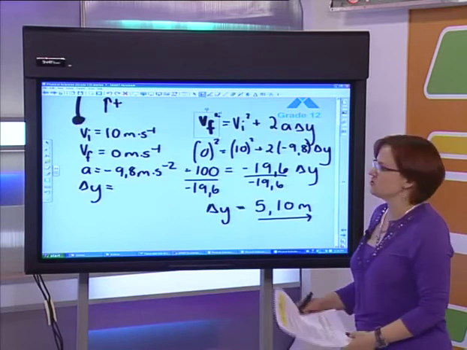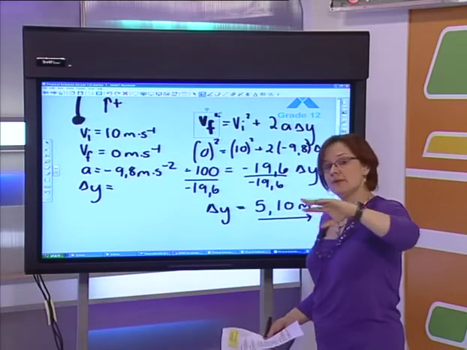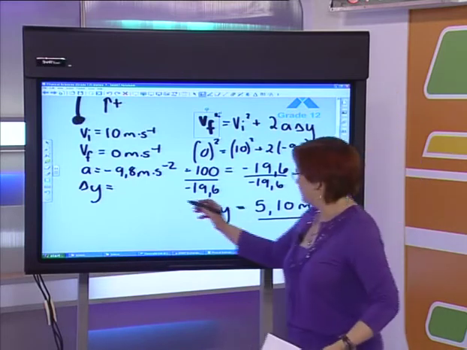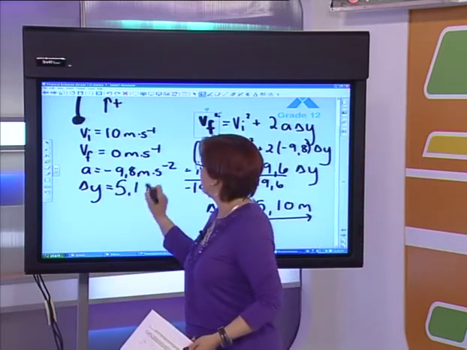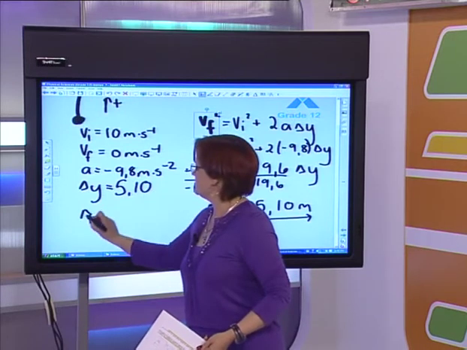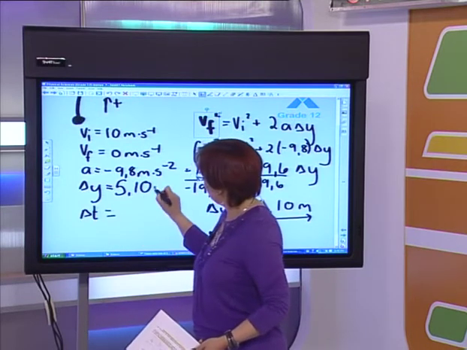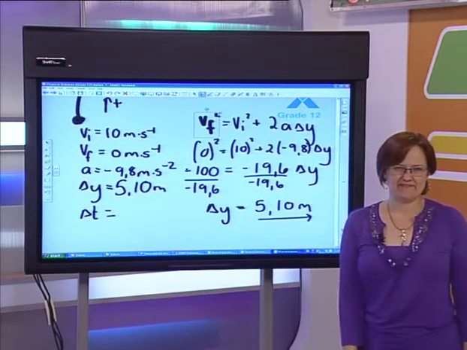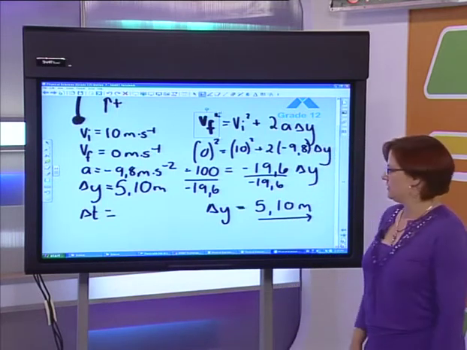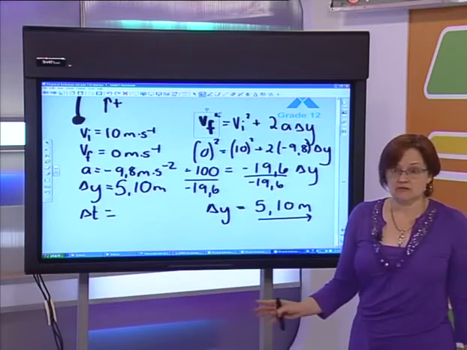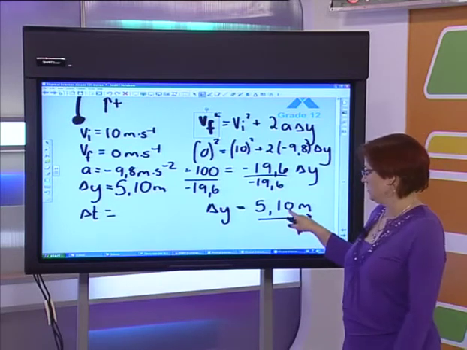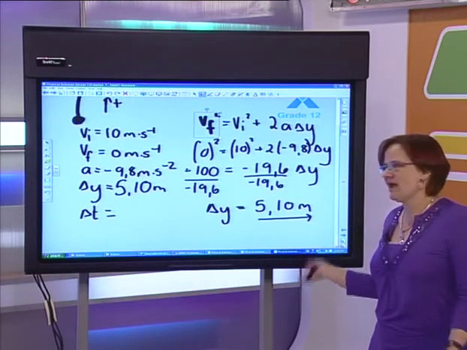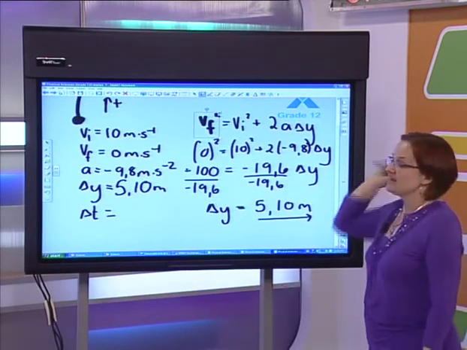The best way is actually to consider the upward motion, and remember that the time it takes to get up is equal to the time it takes to get down. So I've worked this out. That's 5,10, and now we want delta t. I don't like to use something I've had to work out if I can help it in a question, because if for some reason this answer is wrong, then my next answer is wrong. Sometimes you can't get away from it, but this time we don't have to.